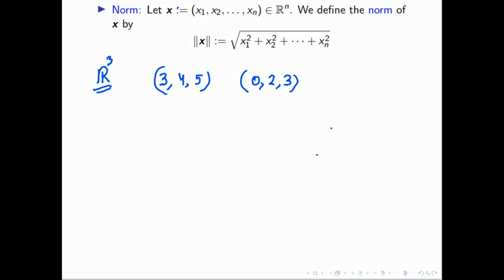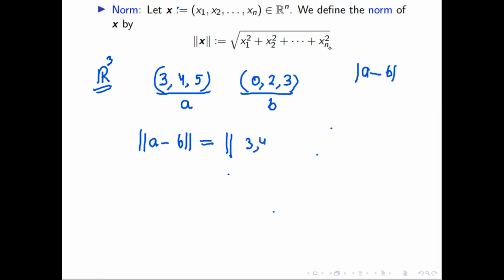So if you want to find the distance, you will apply the distance formula. Suppose this is A, this is B. If these were real numbers, then we would write A minus B. But these are not real numbers, these are vectors. So we'll write norm of A minus B. That means the distance between A and B. So I will write 3, 4, 5, the first vector, minus 0, 2, 3, the second vector.